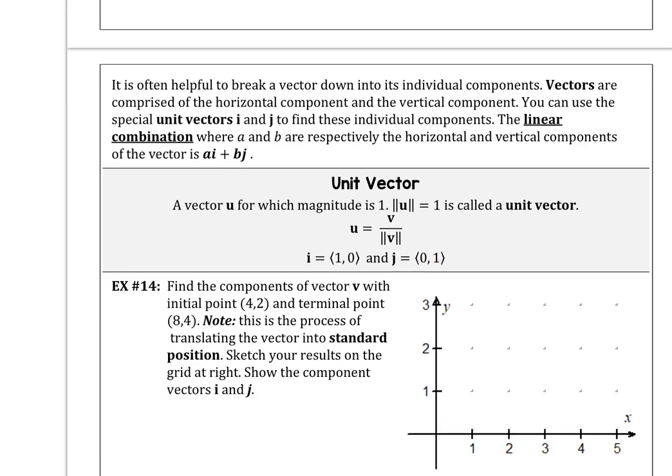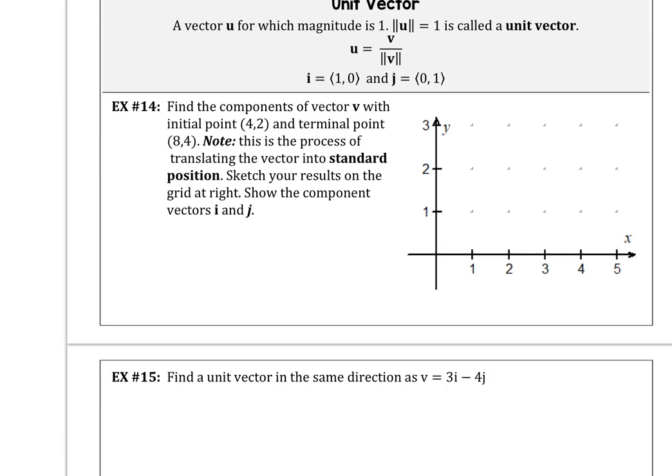Let's try example 14. We want to find the components of vector v if the initial point is at 4, 2. Whoop, that's an eraser. I need a pen. The initial point's at 4, 2. And the terminal point is at 8, 4.